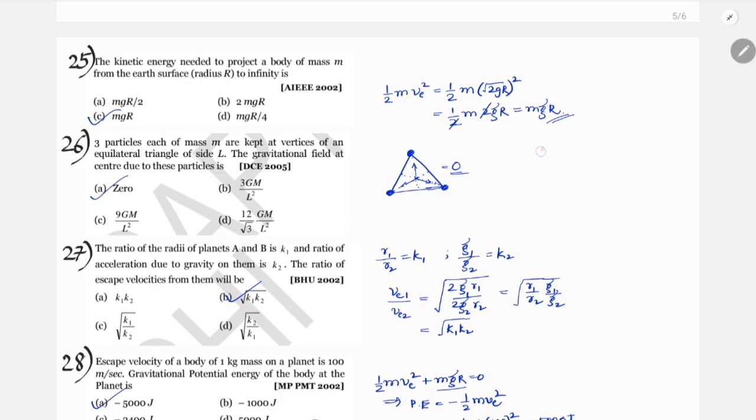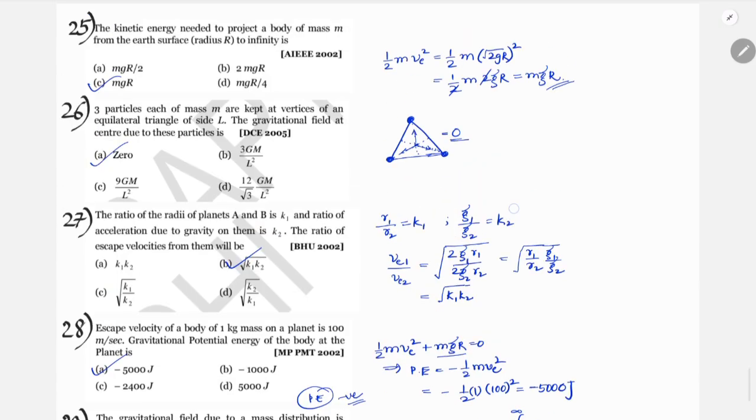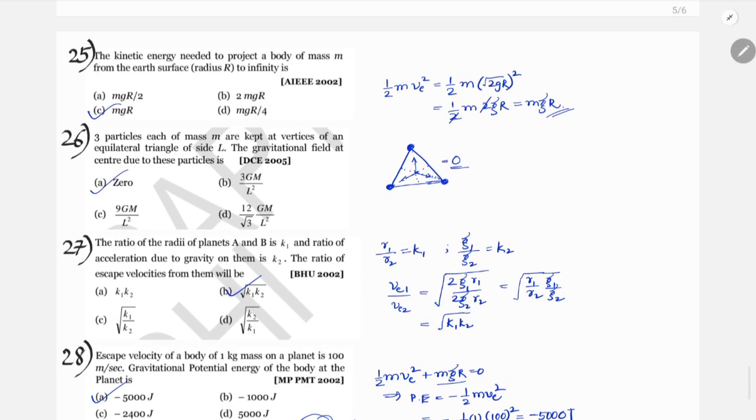So this is simple logic. Field is a vector. So now at the center, 3 masses we are placing on an equilateral triangle. Now all are attracting with equal intensity here. So what it means is the net field is always zero. Next, if it is potential, that is different. Potential is a scalar, it will never get cancelled by the direction.